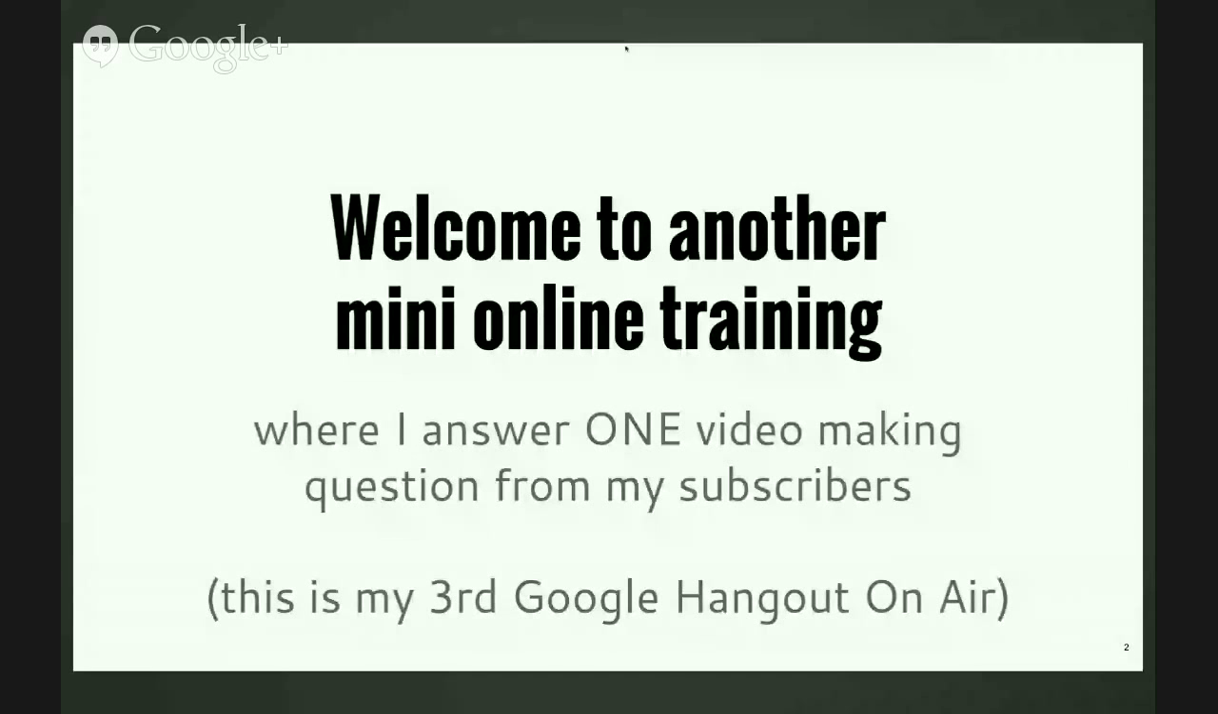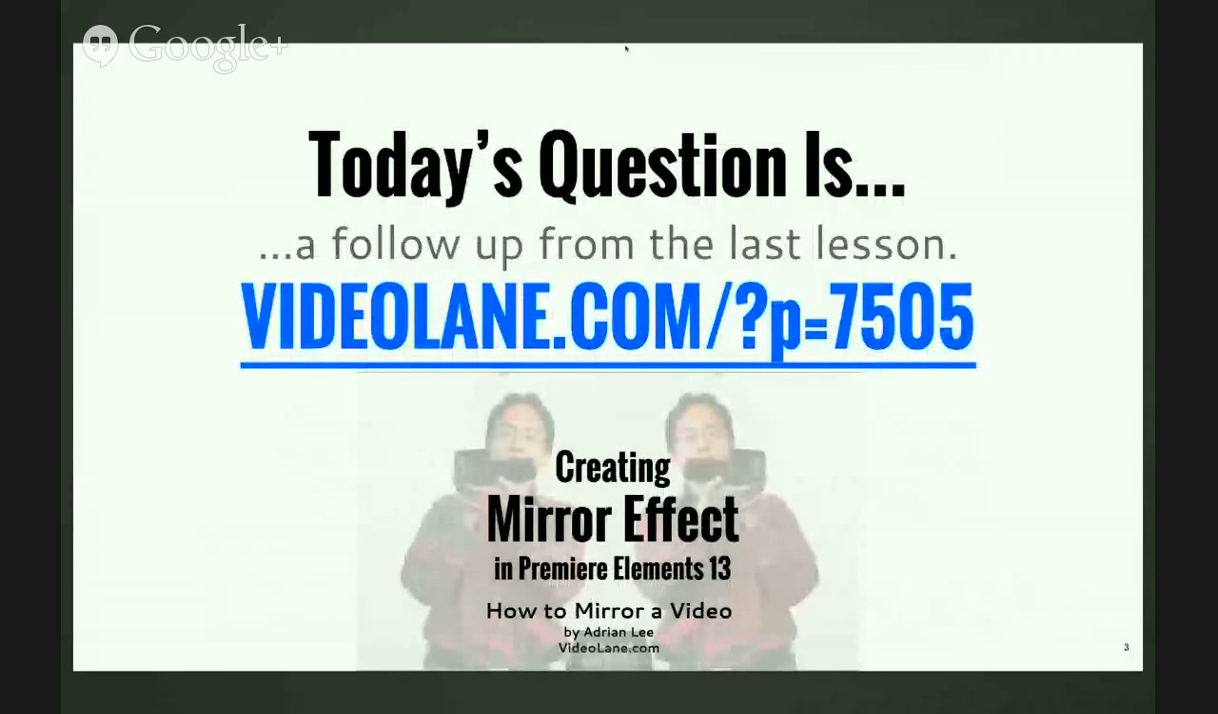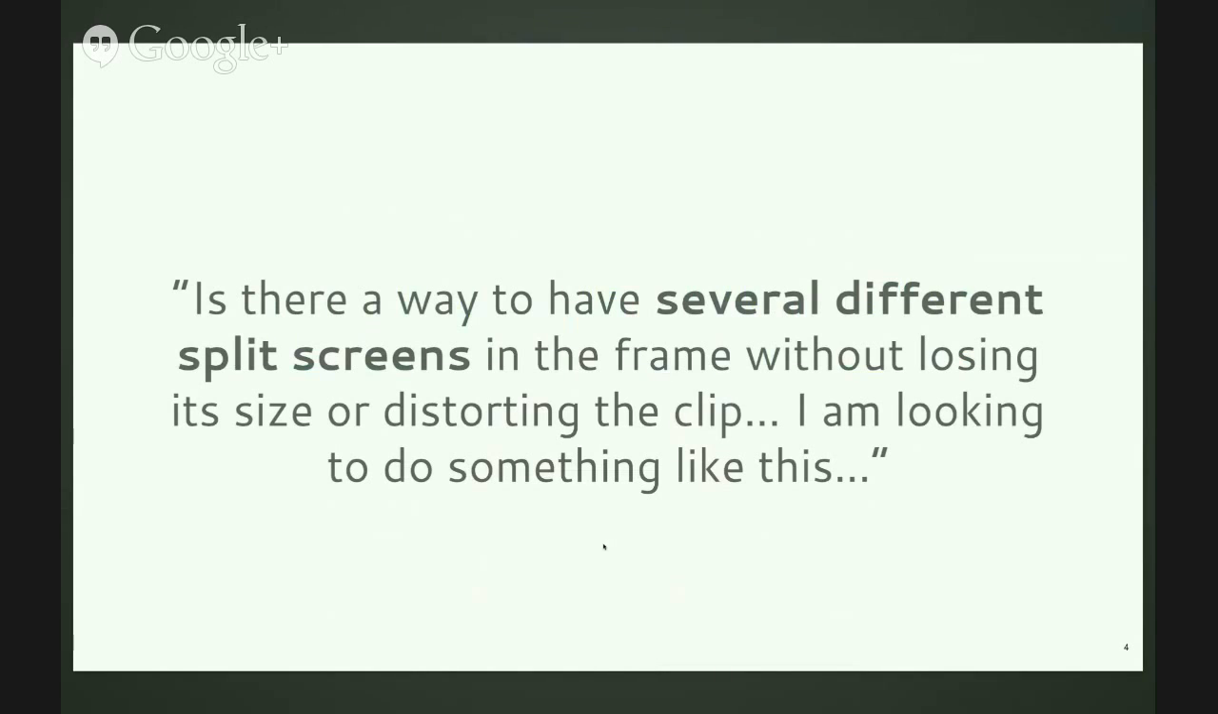Present to everyone. And let's begin. Today's question is a follow-up from last lesson, from the last episode. You can go to this URL to check it out. It's about creating mirror effect in Premiere Elements 13. The subscriber asked two questions about mirror effect, and the other one is this. Is there a way to have several different split screens in the frame without losing its size or distorting the clip? I'm looking to do something like this.